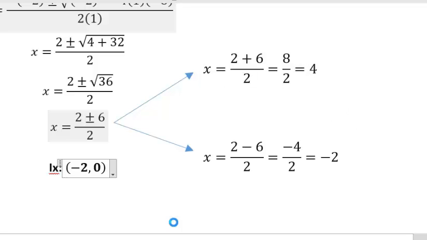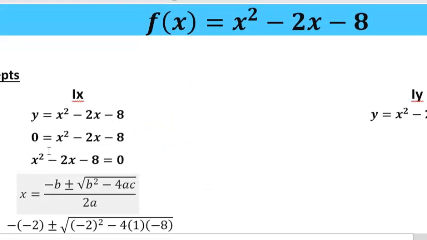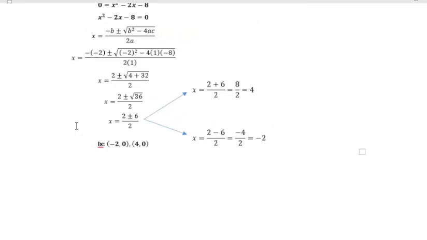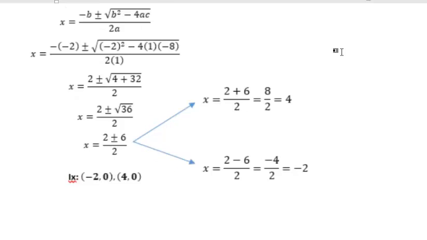What about the other number? I'm going to put a comma, and I'm going to put another parenthesis. And in that other parenthesis, I'm going to put the other x, which is 4, comma, and the y is still 0. So I'm going to put 4, comma, 0. And that will be the I sub x. That will be the first part of the intercept, which is kind of like the longest part. The other one's very simple.